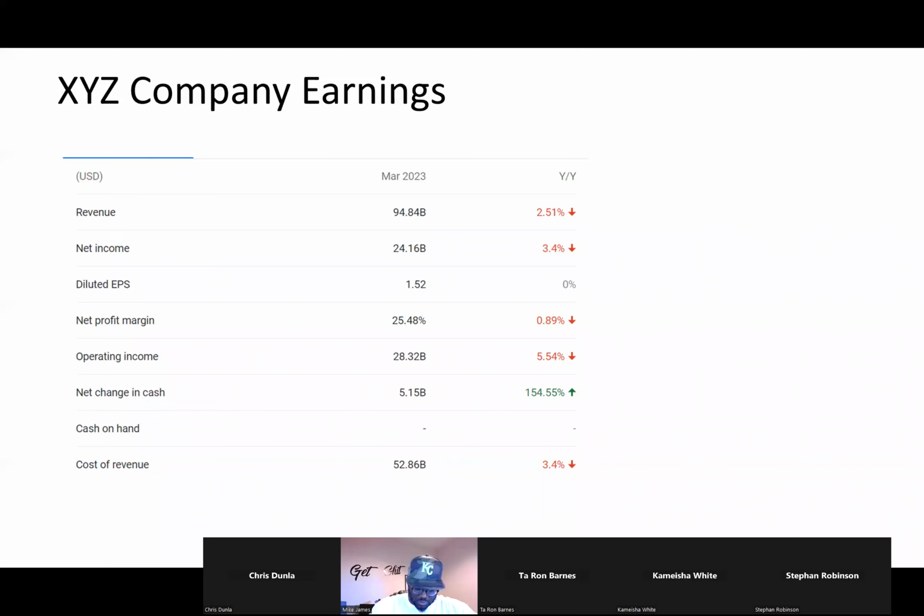Net change in cash, an extra $5.1 billion. They're doing something right. Can't really knock that. And then the cost of revenue, which means how much it costs this company to actually sell their services and make a profit, is $52.8 billion, which is also down 3.4%. So they're doing something right on the operational side of things to balance out the smaller revenue.